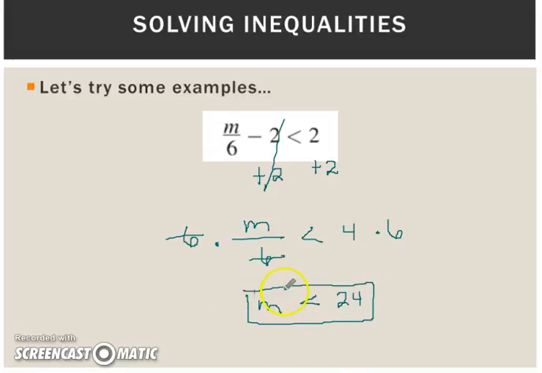And again, you can check your answer. Choose a number less than 24 to plug in to check it out. So if I say 18, 18 is less than 24. So 18 divided by 6 minus 2, that should work out to be less than 2. 18 divided by 6 is 3, minus 2 is less than 2, and 3 minus 2 is 1. 1 is less than 2, so that one checked out.